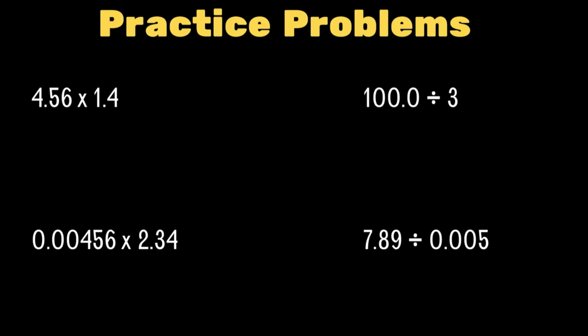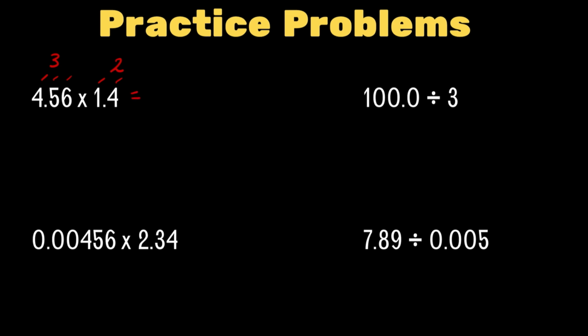Let's go over some practice problems. You can pause the video here and then come back to look at the answers. If we multiply 4.56 times 1.4, first let's figure out how many significant figures need to be in our answer. Here we have 1, 2, 3 significant figures, and here we only have 2. So our answer needs to be rounded to 2 sig figs.